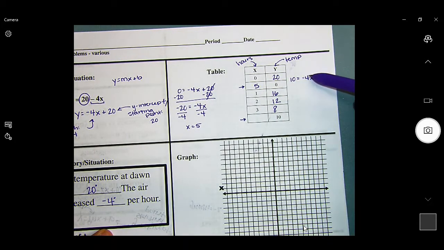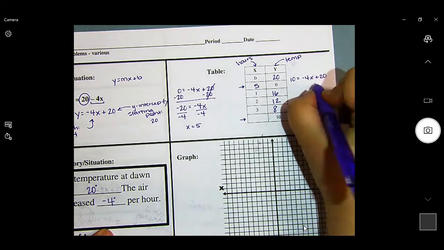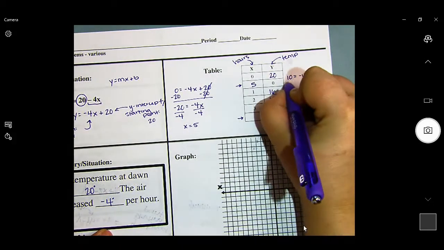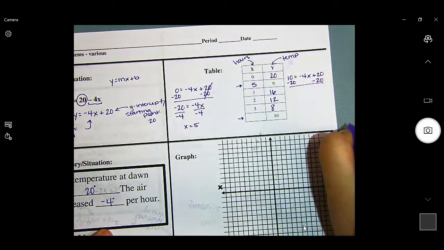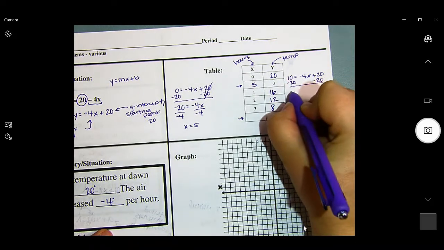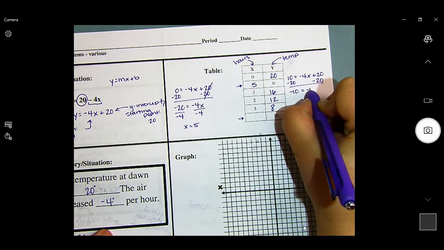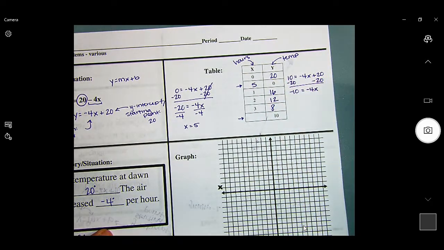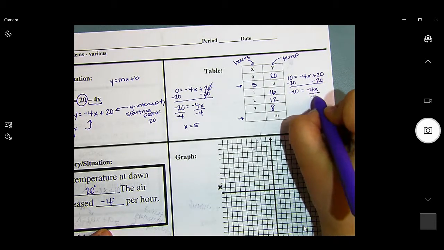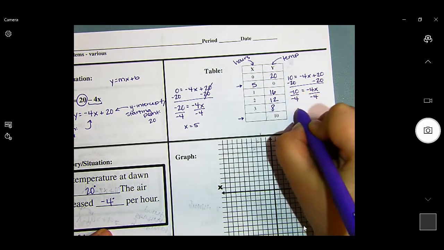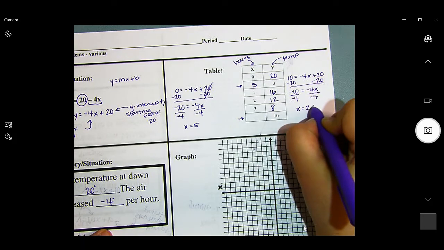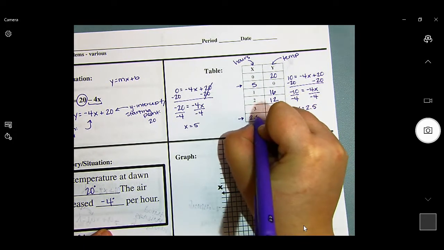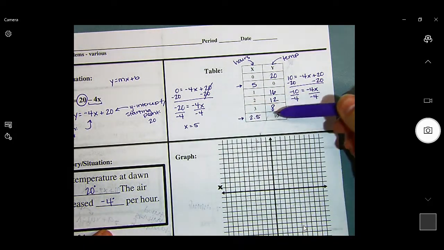So I have 10 equals -4x plus 20. Again, I have my x's alone, but I need to get rid of this plus 20. So I will subtract 20 from both sides. Over here, I'll get -10 is equal to -4x on the right. Last step is to divide by -4, and I get x equals 2.5. So 2.5 hours after dawn, the temperature will be 10 degrees.